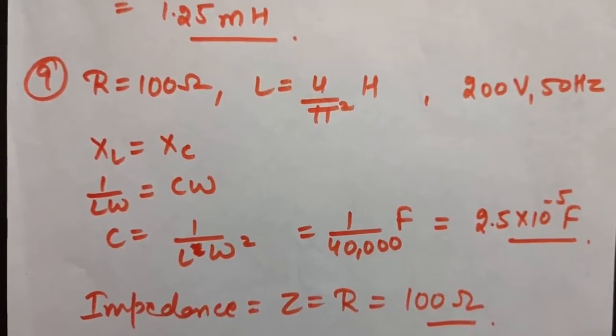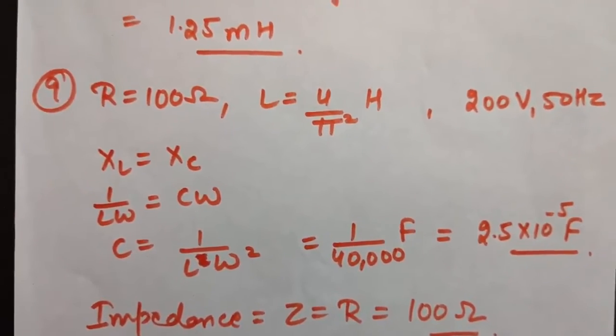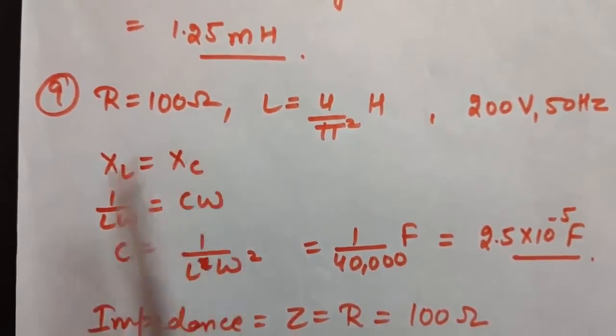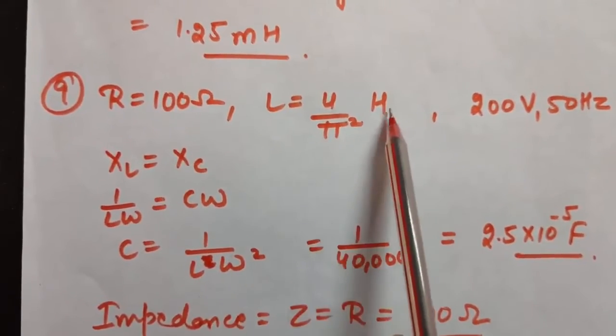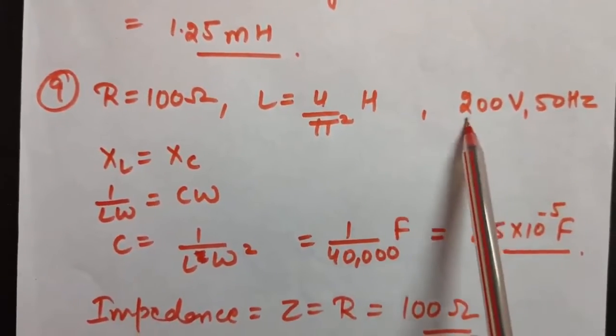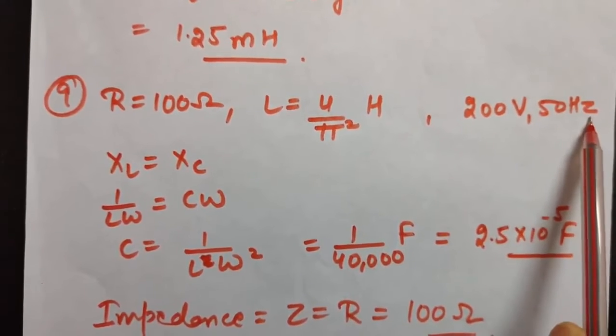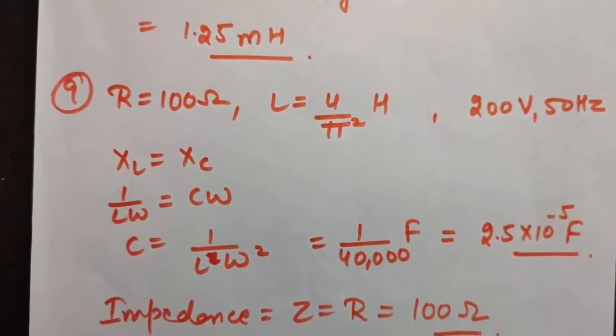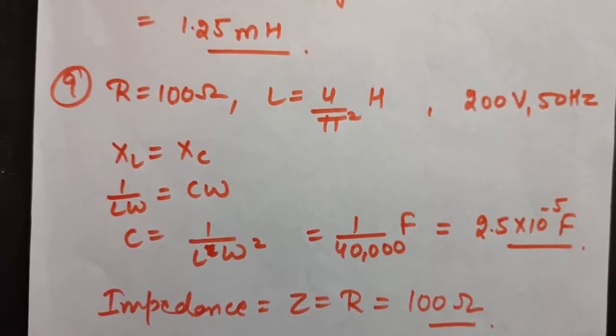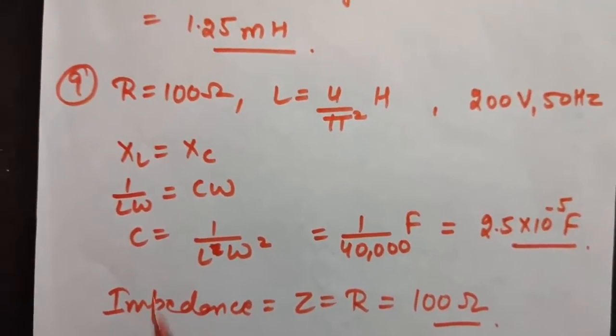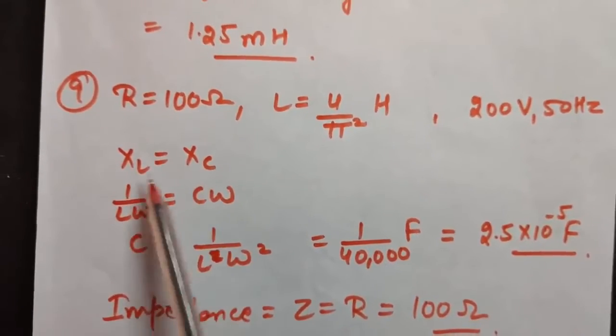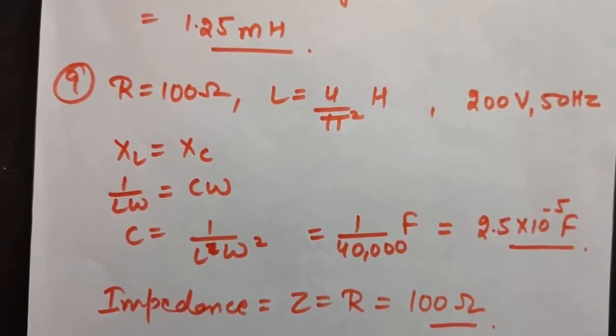In question number 9, you are given that an unknown capacitance is connected with a resistance of 100 ohm, inductance of 4 by pi square Henry with 200 volt and 50 Hz AC source. Okay, and it is given that current is in phase with voltage. That means XL is equals to XC. Only in that case voltage can be in phase with current.